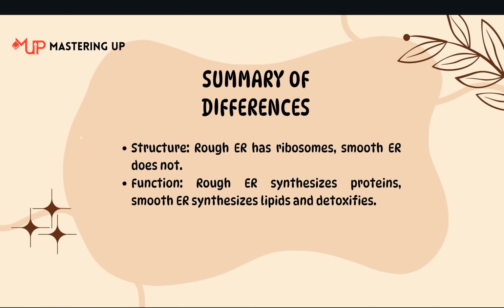Now let's summarize the differences. The basic difference is that the rough endoplasmic reticulum has ribosomes, while the smooth endoplasmic reticulum does not have ribosomes. The rough ER produces proteins, while the smooth ER is generally involved in the synthesis of lipids and it also detoxifies.